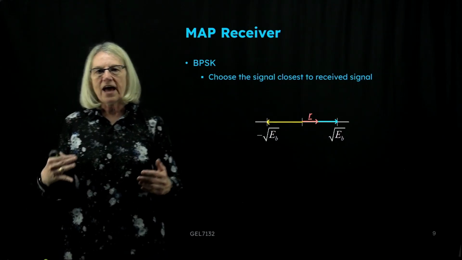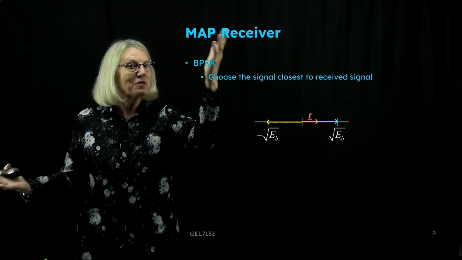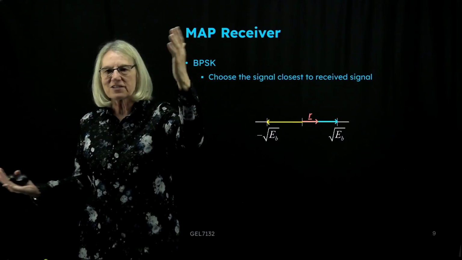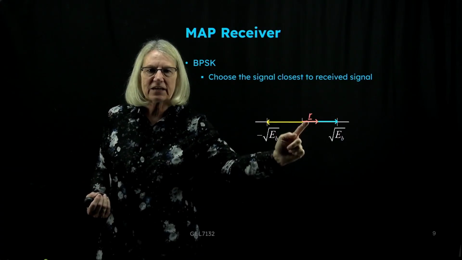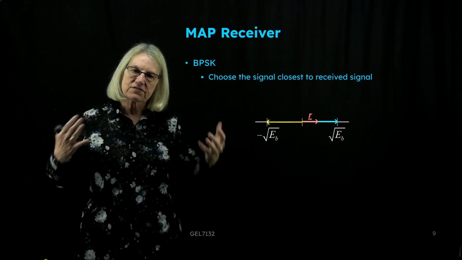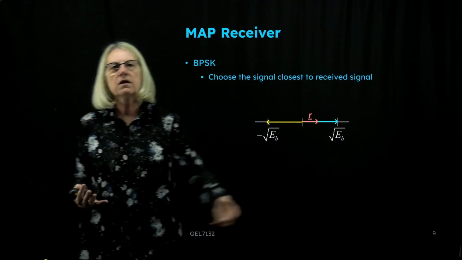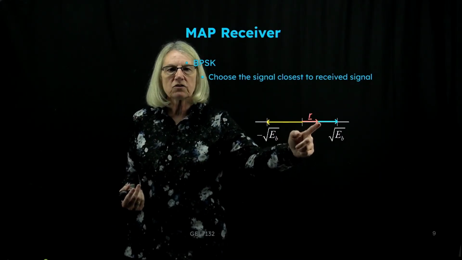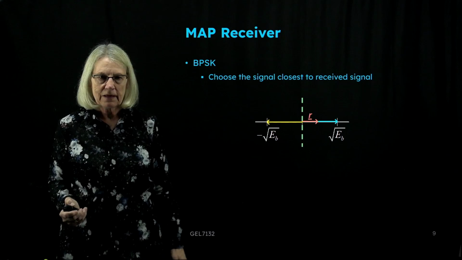So again, I have this signal space representation, a MAP receiver or a maximum likelihood receiver. Again, because I have equal priors, they're the same thing. But in essence, I'm going to get a received signal. I'm going to take this received signal and create a signal space representation for it. For instance, the vector that I received in the signal space could look like this.